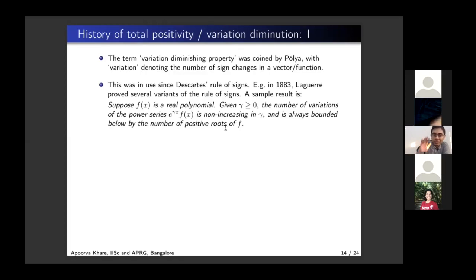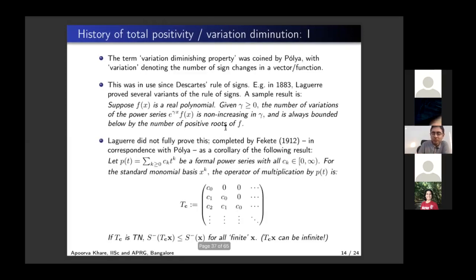Now, it turns out that Laguerre apparently did not actually prove this fully. And that's what Fekete claimed in his letter to Polya, which was published in 1912, that Laguerre did not fully prove this. But I can do so, Fekete claimed, as a corollary of the following result. Let P of t be a formal power series with all the c_k being non-negative. With respect to the monomial basis 1, x, x squared, x cubed as an infinite vector, the operator of multiplication by P is exactly this, right?